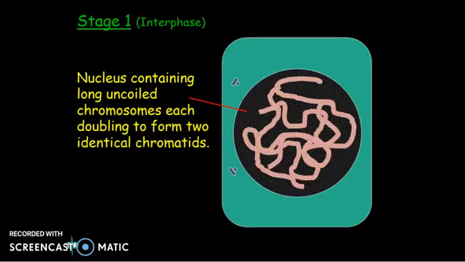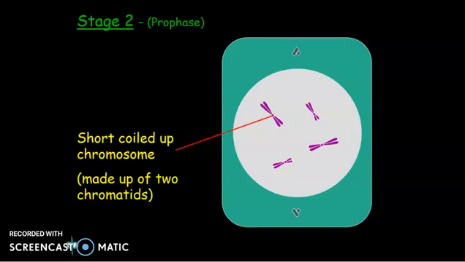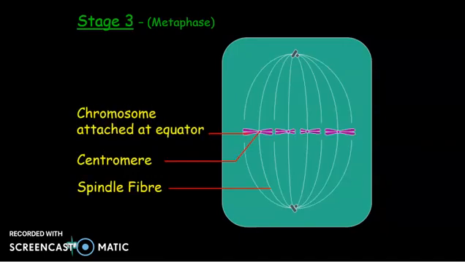If we have a look at the different stages of mitosis, in stage 1, the nucleus contains long uncoiled chromosomes, each doubling, replicating to form two new identical chromatids. In the second stage of mitosis, the chromosomes are coiled up and the two chromatids are joined by a centromere. In stage 3, those chromosomes line up along the equator of the cell, and attached to each centromere of each chromosome, there's a spindle fiber which is formed, and these will be used to pull those chromosomes apart later on.